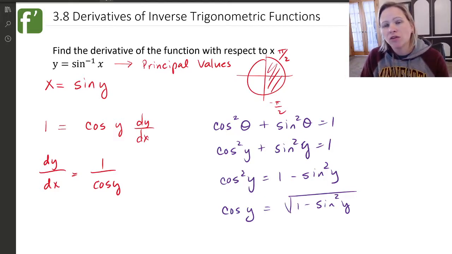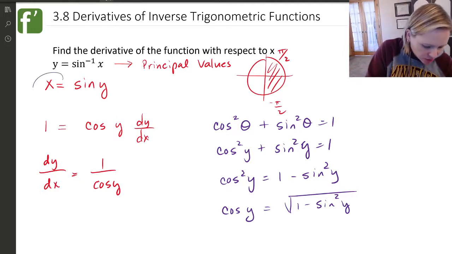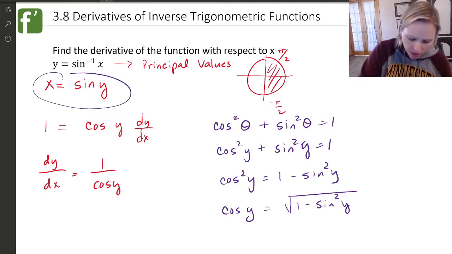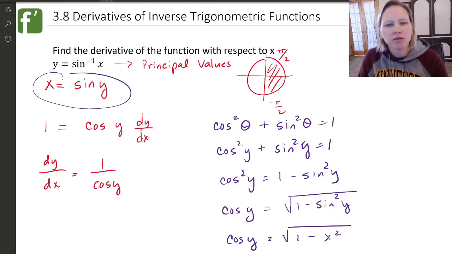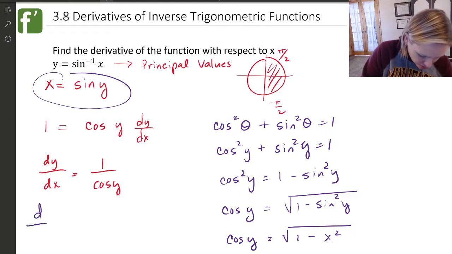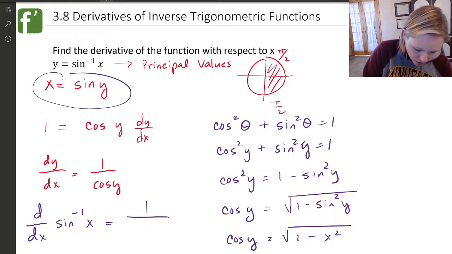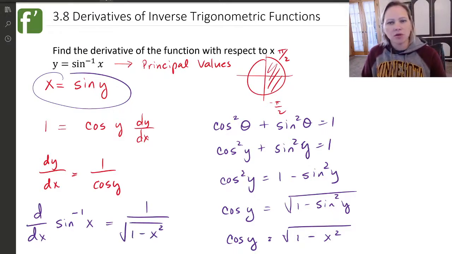Now, still not helpful, because again, I need to get rid of the y. So I'm going to go back to my original x equals the sine of y. And when I plug that in, all of a sudden, I have something I can replace cosine with that involves only x. So the derivative of sine inverse of x is simply 1 over the square root of 1 minus x squared.